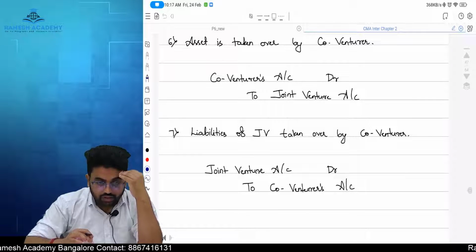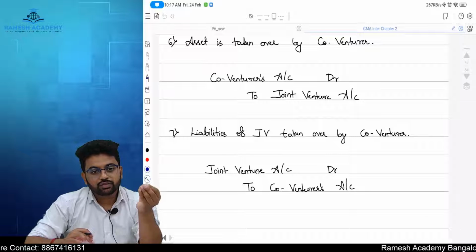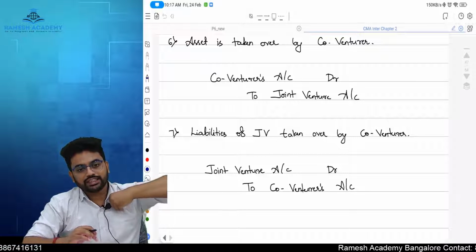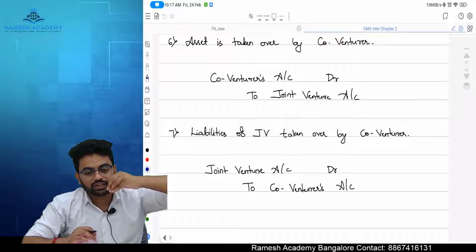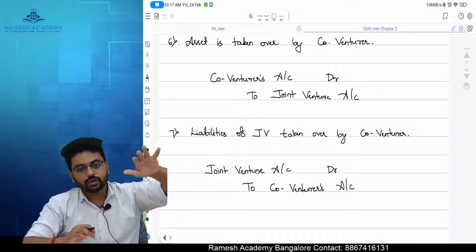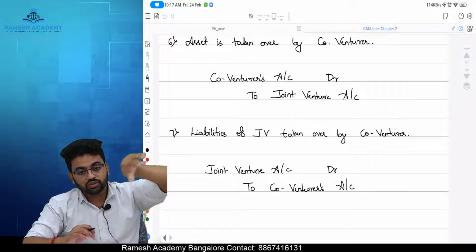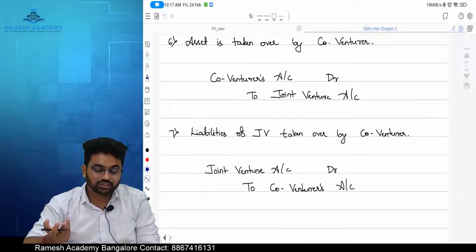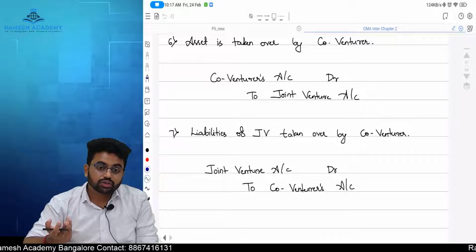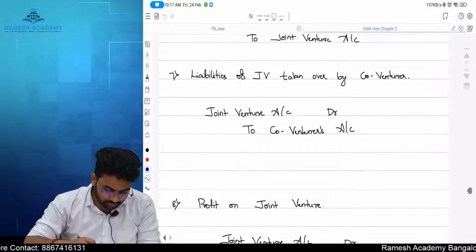Next is liability. When the liability of the joint venture is paid by the co-venturer, which means they will become our creditor. They are reducing our liability. That doesn't mean that we are not required to pay them back. We have to pay them back. They will become our creditors now. As it's our expense, liability expense, because there is no difference between capital and revenue, joint venture account debit to co-venturers account, we should credit them, co-venturers account.